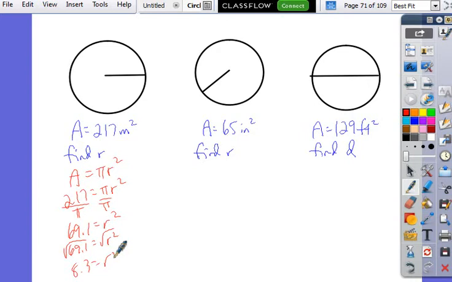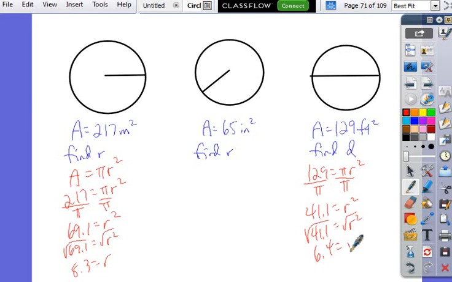It says find diameter. What do I have to do to find diameter? Multiply by 2. Find r just like normal, then multiply that number by 2. So we would start by saying 129 equals pi r squared. Divided by the pi, what was that, 41.9. Square root it. And it was 6.4. But again, that's r. We're supposed to find diameter. So 6.4 times 2 would be the diameter. You get 12.8.